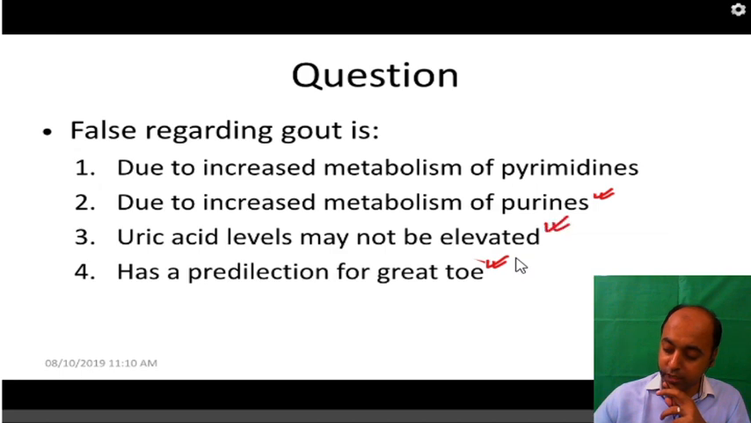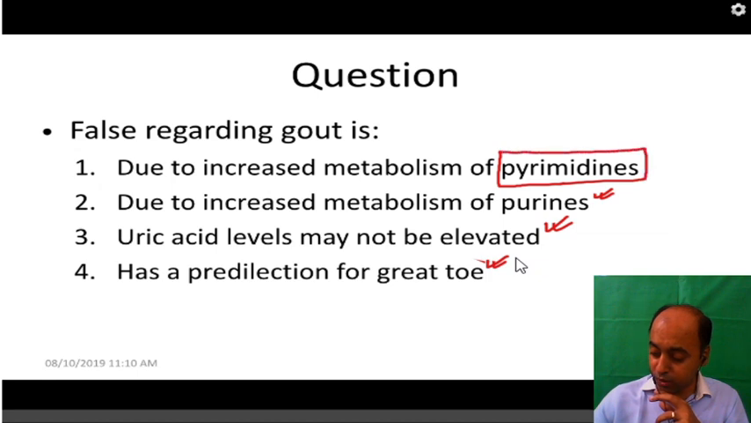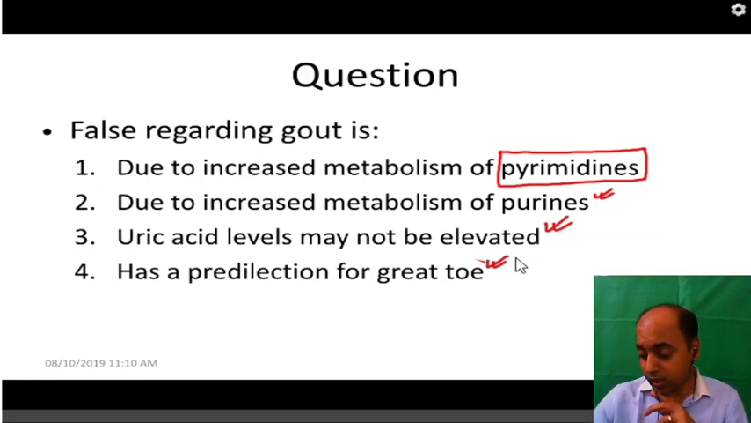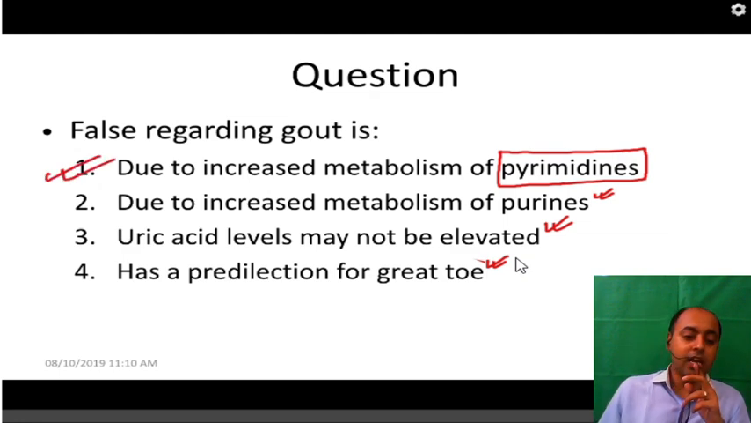Please note uric acid level at the time of the gouty attack may be within the normal range, but uric acid and therefore gout has nothing to do with the pyrimidine metabolism, because in pyrimidine metabolism we had seen the water soluble substances like beta-alanine and beta-aminoisobutyrate are produced. It has nothing to do with uric acid and therefore gout. So the correct answer is A. A is false. Very good.